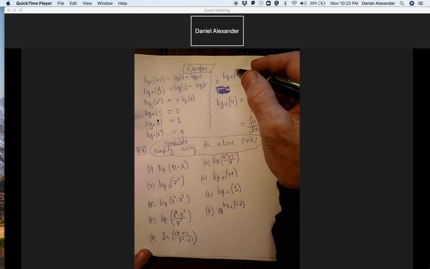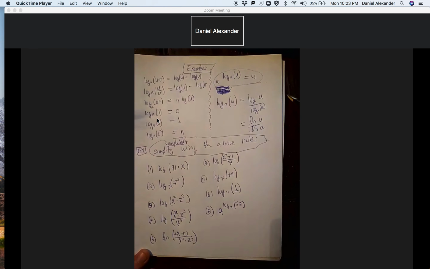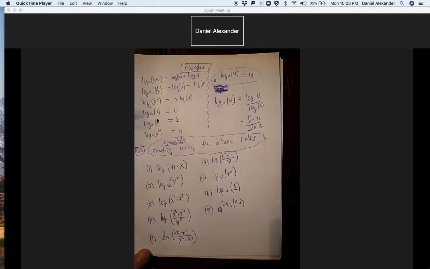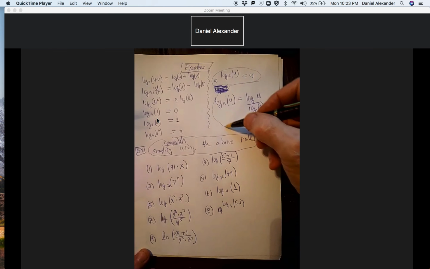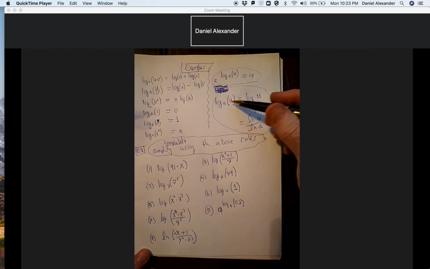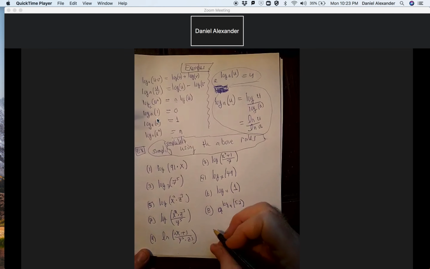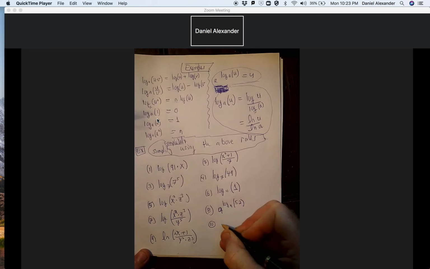This is the inverse rule where you can cancel those out. And this is the change of base rule right here that allows you to evaluate things like that. And I'm going to add another problem down here. So I'm going to add a 10th and 11th problem.